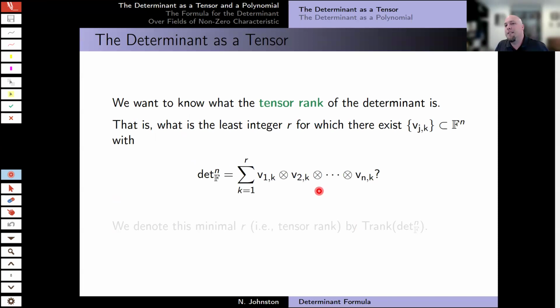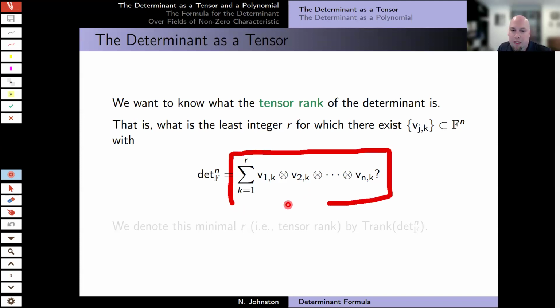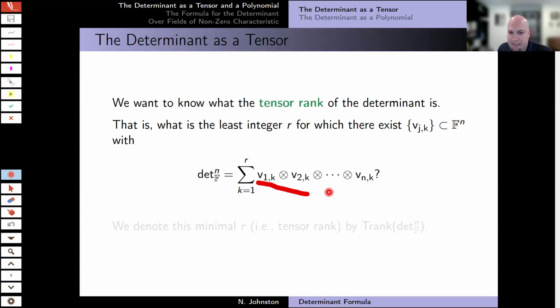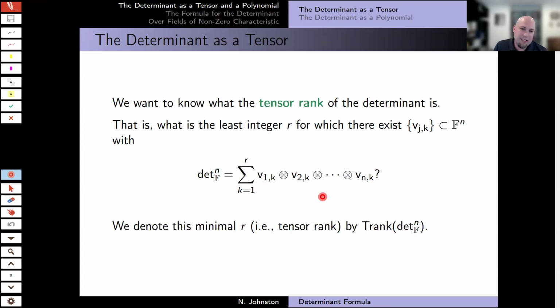So I started asking questions about this determinant tensor in general. For example, I can ask, what is its tensor rank? What that means is, what is the smallest sum that I can use to write down that tensor? What is the least number of terms that I can use to write down the determinant tensor as a sum of elementary tensors, where an elementary tensor is just something tensored with something a whole bunch of times? The question is, what's this minimal r? In other words, what is the tensor rank of the determinant?